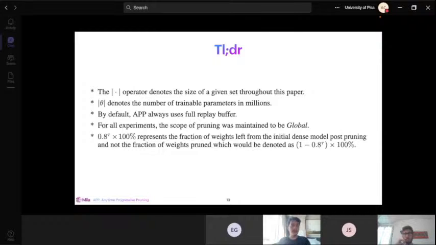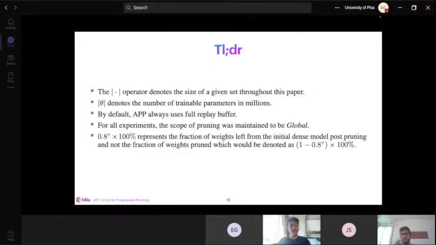Whenever you see the mod operator, it basically denotes the size of a given set. So for example, mod of theta denotes the number of trainable parameters in millions. And as I said, during the design, ANYTIME always uses a full replay buffer, so we always concatenate our previous mega batches by default, unless we specify otherwise.